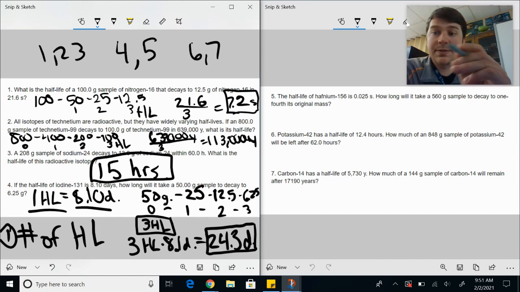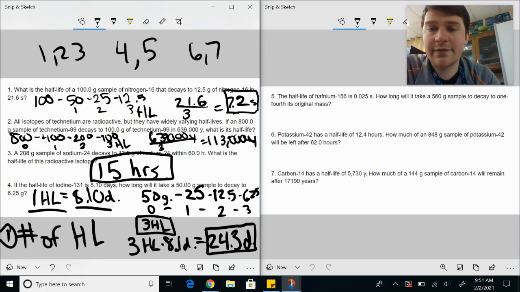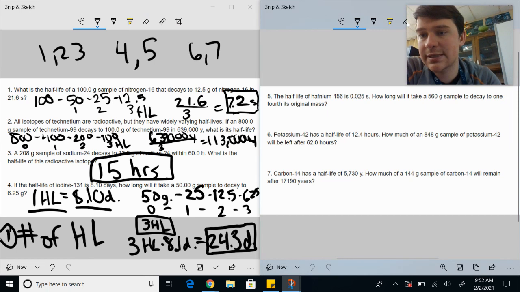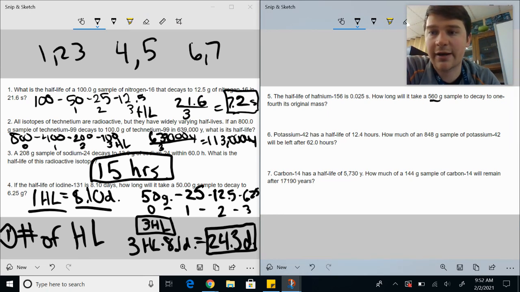Okay, number 5 is going to be very similar. This one says the half-life of hafnium, believe it or not, is 0.025 seconds. How long will it take a 560-gram sample to decay to 1/4 of its original mass? So we are basically going to have to take this number right here, 560, and figure out how many half-lives it takes to get to 1/4 of its original mass.